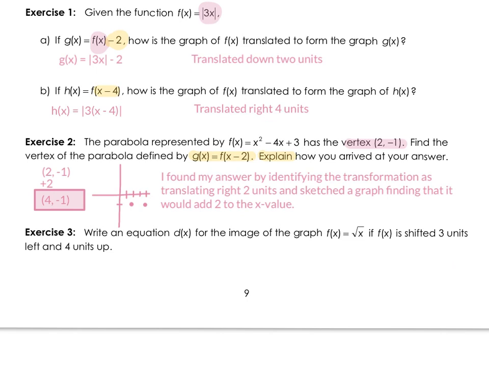Okay, exercise 3. Write an equation d of x for the image of the graph f of x equals the square root of x if f of x is shifted 3 units left and 4 units up. So the two important pieces are 3 units left and 4 units up. So how do we write this whole shifting 3 units left? Well, since it's talking about a left or right, that's an x movement. So for that, we need to think the opposite of what it is.